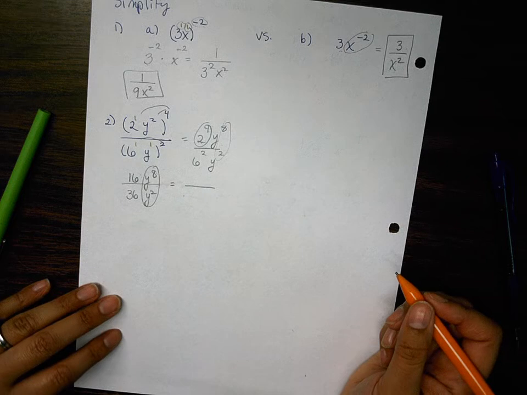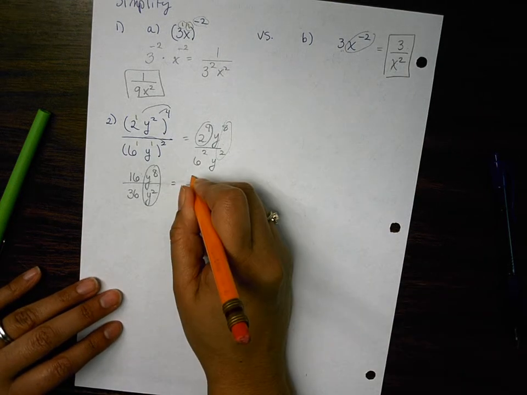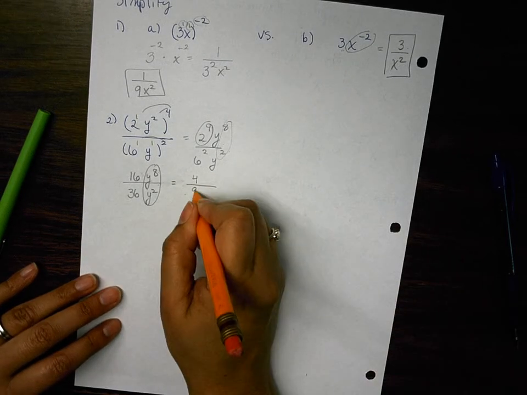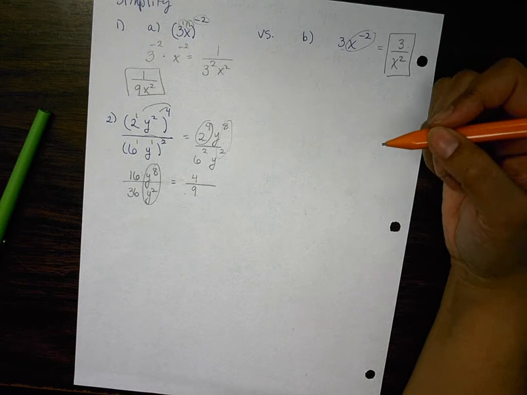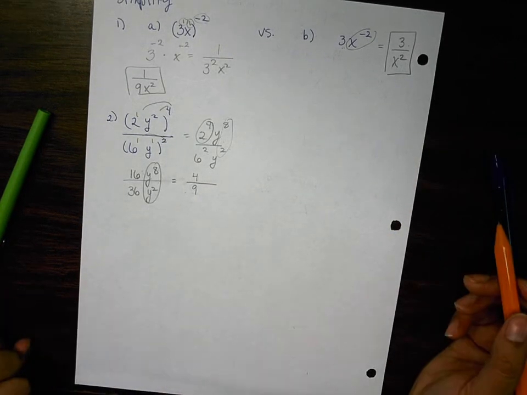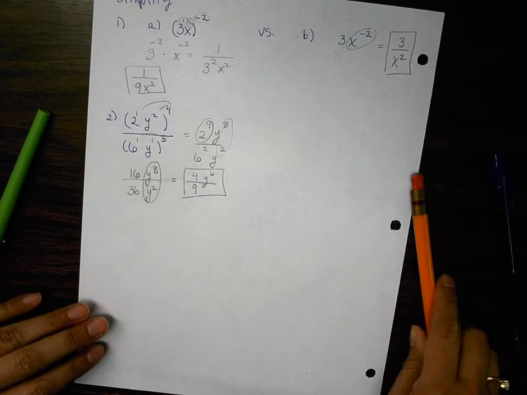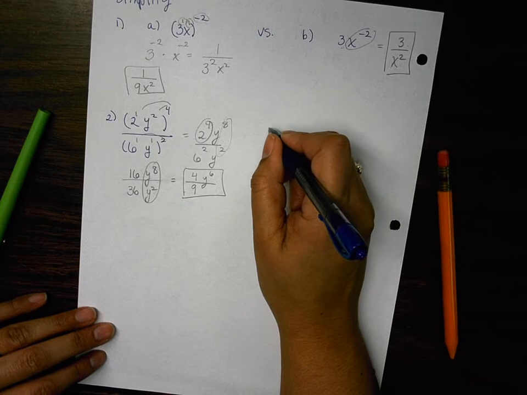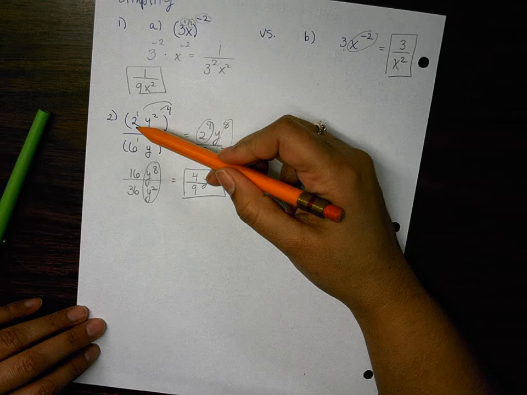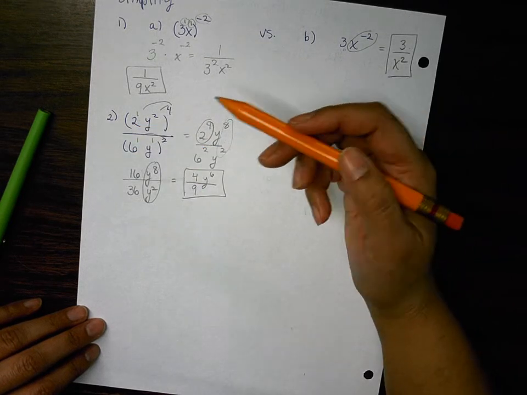What goes into 16 that also goes into 36? 4. 16 divided by 4, 36 divided by 4. Now those are perfect squares, but you can't reduce them. Nothing goes into 4 that also divides into 2. All right, 8 take away 2, there's more at the top, so y to what power? 6. Make sense?